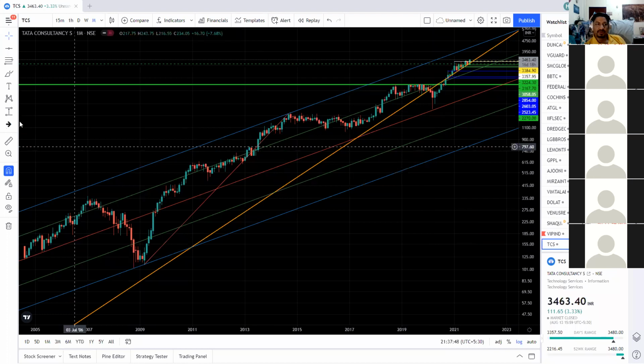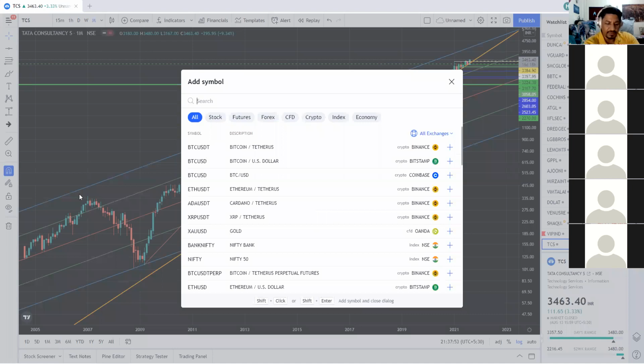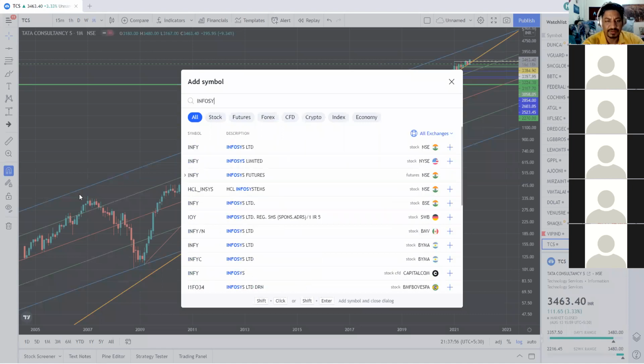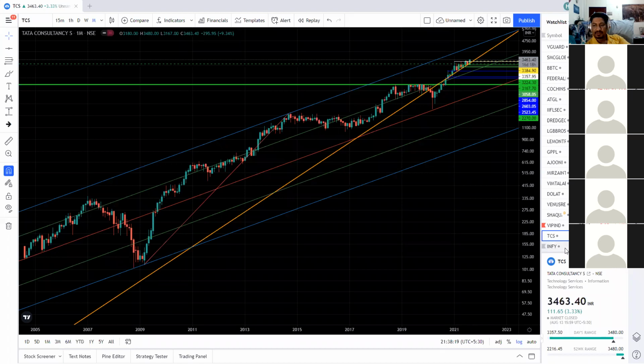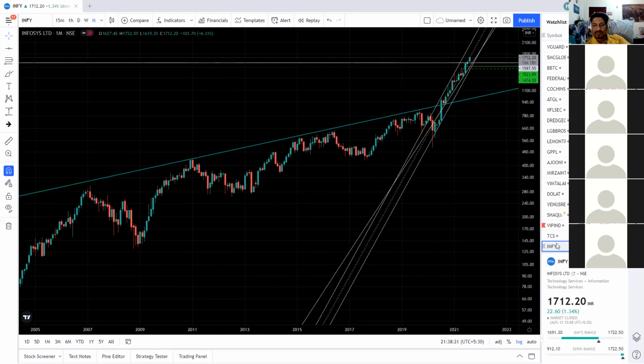So how to bring any chart here: as I showed, you can add with the plus here. Say you want to see Infosys, then simply write Infosys. You can see the chart here. Infosys is listed on NSE, but it is listed in multiple exchanges. So you choose the first one, the NSE one. It is selected. Now we will have access from the watch list down here. It is already added, so the Infosys chart is already loaded here.